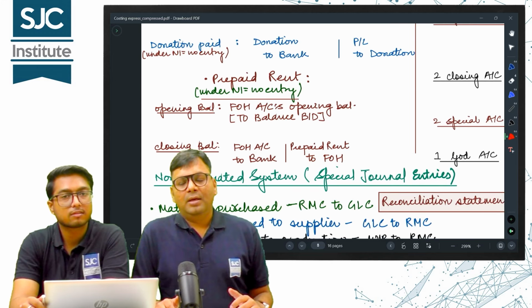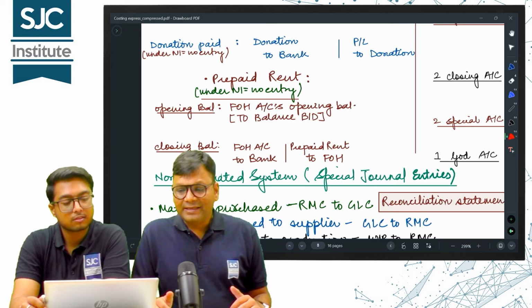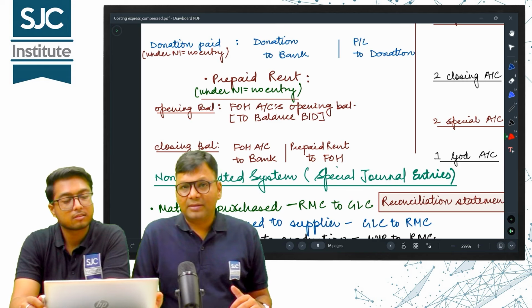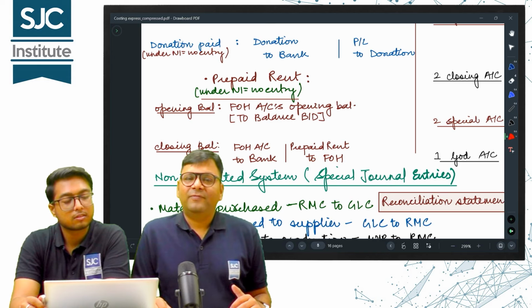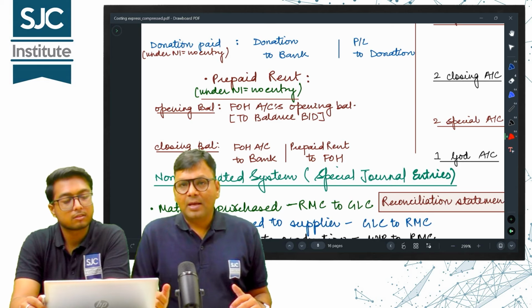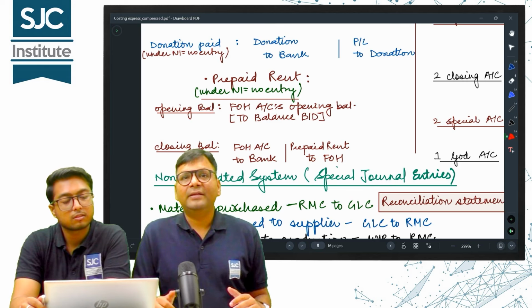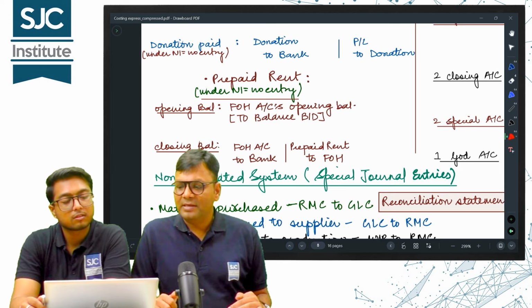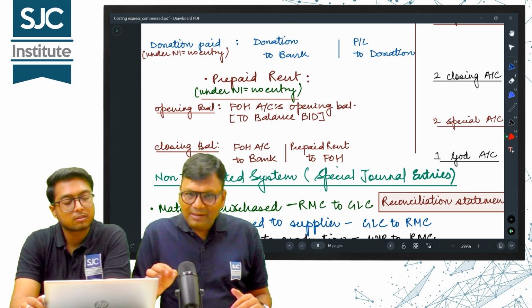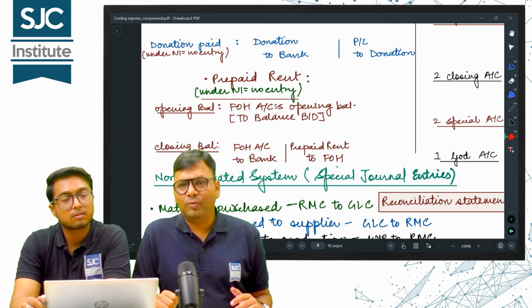Prepaid rent. Again, for prepaid rent, under non-integrated, there is no entry. In case there is any prepaid rent, then we can have it as factory overhead opening balance. In case of financial accounting, we pass entry of prepaid rent as prepaid rent to rent. But what will be the entry in non-integrated system for this? So here also in integrated system, this is shown as opening balance of factory overhead account.